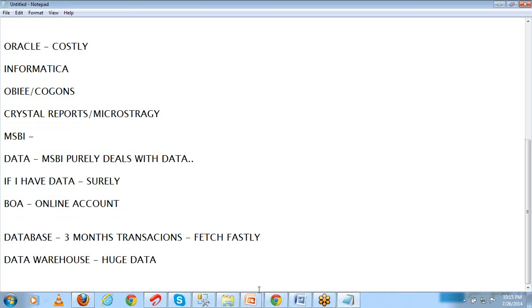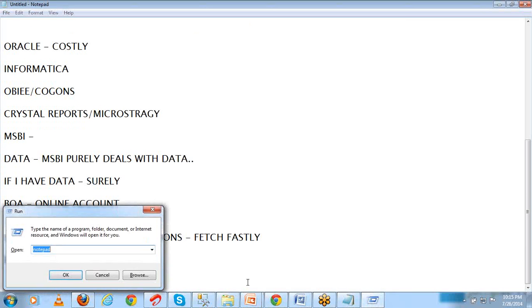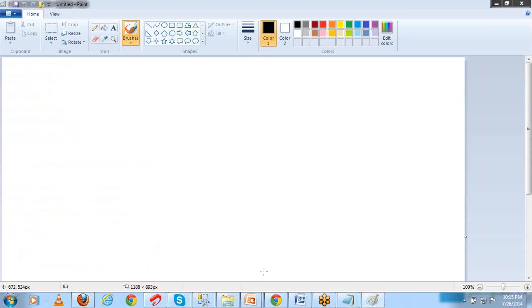This is having huge data. I'll give an example. I'll consider myself as a customer. Let's suppose I have an HDFC account in India, and I have had it for the last 7 years. Okay.